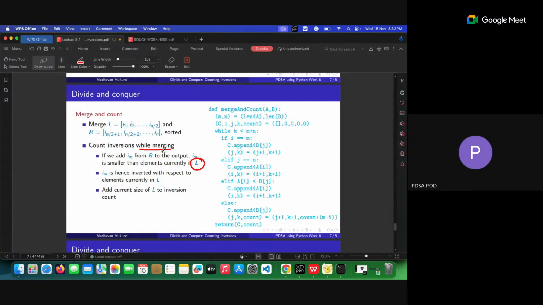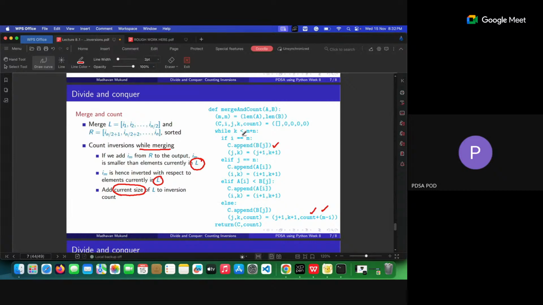So you find one inversion. That IM is inverted with respect to the remaining left elements when you compare with the right elements, so we add an increment to the count. We are adding one inversion, counting it. Here the counting job is being done, so the count is increased.